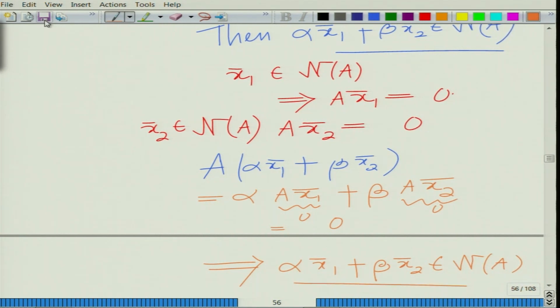Remember, what is a subspace? A subspace is nothing but a set where, whenever two vectors belong to the subspace, their linear combination also must belong to the subspace. So, the null space of a matrix A is in fact a subspace.